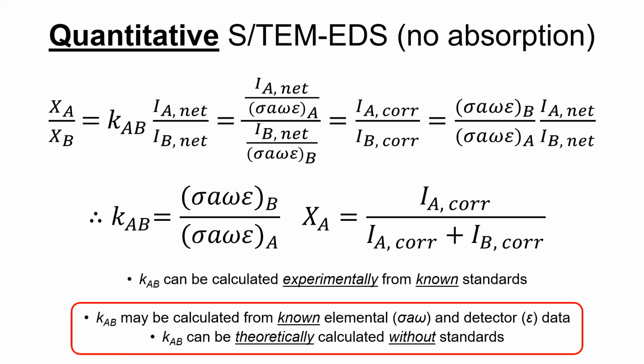Well, we can figure out the sensitivity factor experimentally if we have a known standard sample, okay? Meaning we know what the composition is, okay? But it's not always the case where we have the luxury of doing something like that, okay? So especially if you're dealing with a more exotic material or something that's not very commonly used, it may be difficult to find a standard that can work for what you're trying to do, okay?